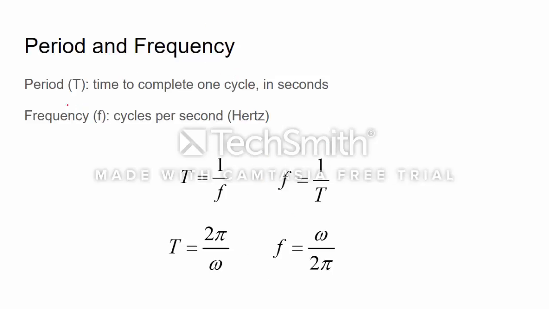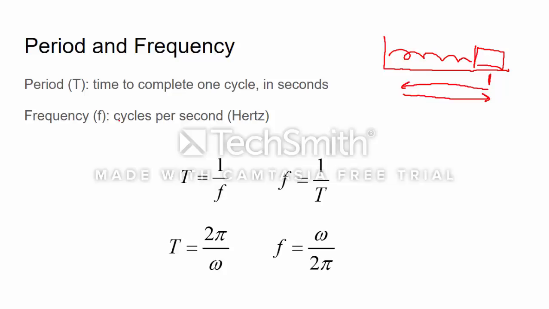Period and frequency. Your period is the time that it takes to complete one cycle. This is measured in seconds. So if there's a mass on a spring, and you stretch it all the way out and you release it, period is going to be the time it takes to go all the way here and all the way back. Frequency is cycles per second, which is measured in hertz. So T always equals 1 over f, and f is always 1 over T. T can be found by taking 2 pi over your angular frequency, and f is just the inverse of that.